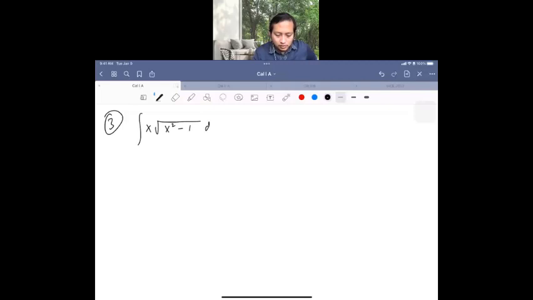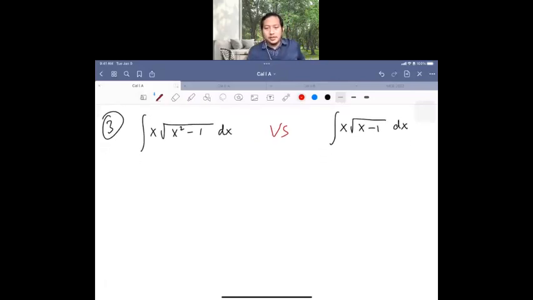Okay, which one is easier? I think you can clearly see, right? Which one is easier, left or right? Yeah, left. Yeah, I also agree.